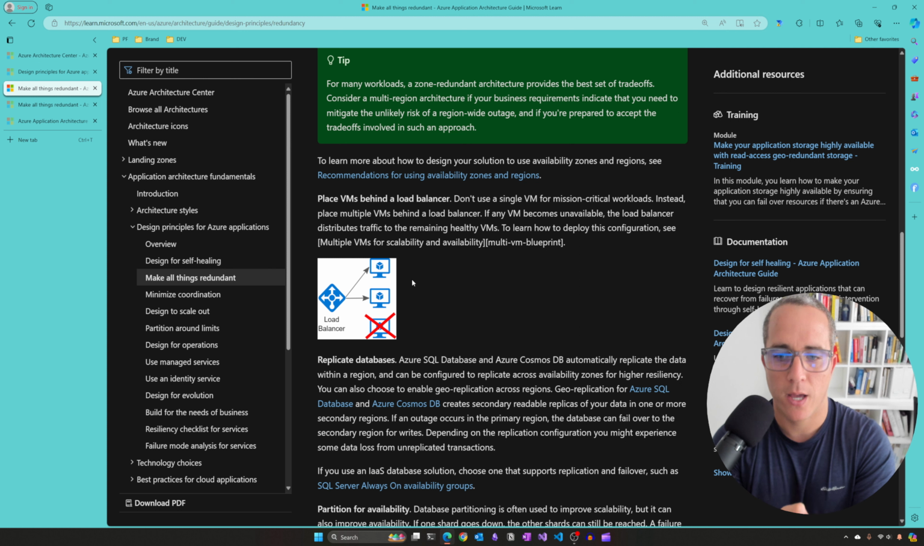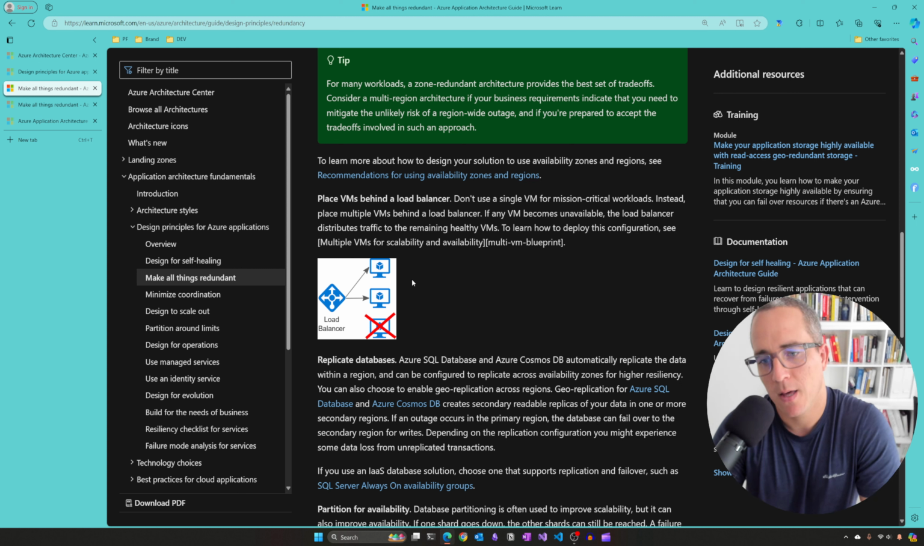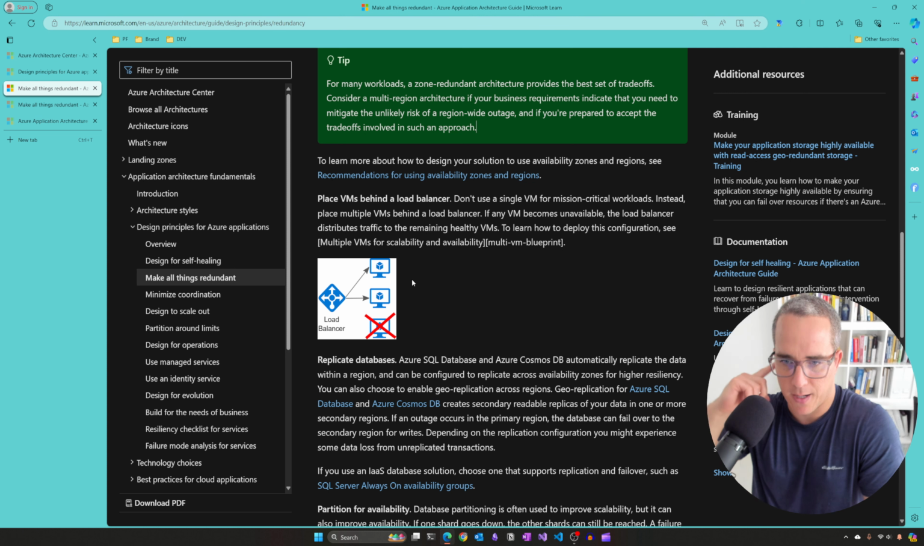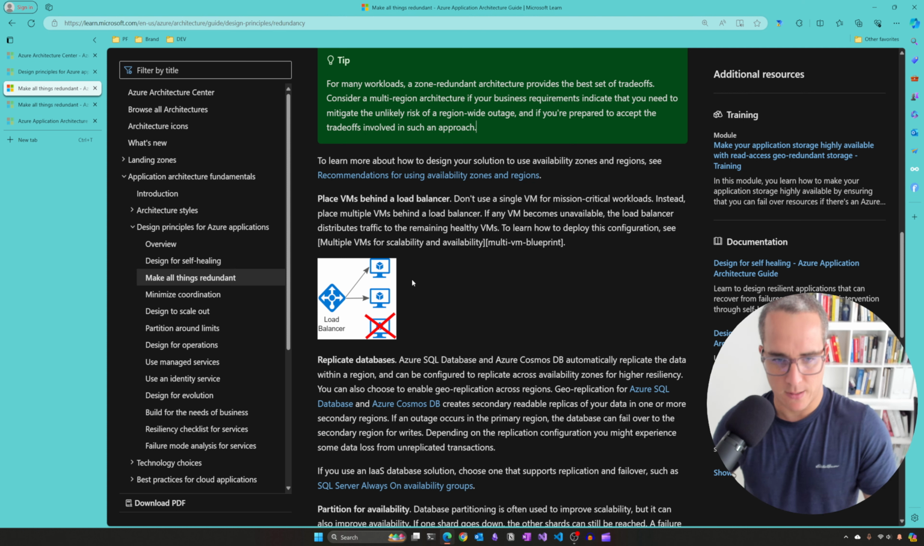Okay, and for my opinion, what I'm seeing from other founders that I've been talking with is that they use a lot of NoSQL databases. And with NoSQL databases, you can have this redundancy on the database side by default.